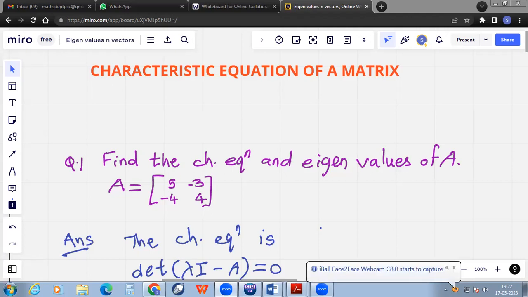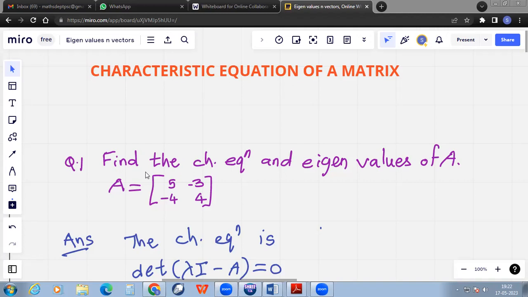Hello guys. Now let us see what is characteristic equation and what do we mean by similar matrices. So let us first begin with the characteristic equation.